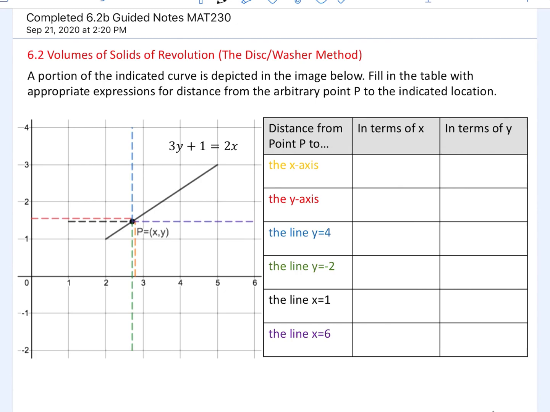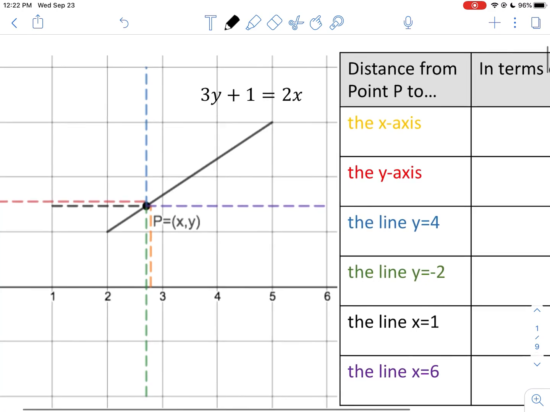Okay, so we have some sort of function right here. Its equation is given 3y plus 1 is equal to 2x. Notice I don't have the equation solved for y, nor do I have it yet solved for x. Sometimes it'll be important for us to solve that for y, and sometimes it'll be important for us to solve that for x. Then we take an arbitrary point on the curve.